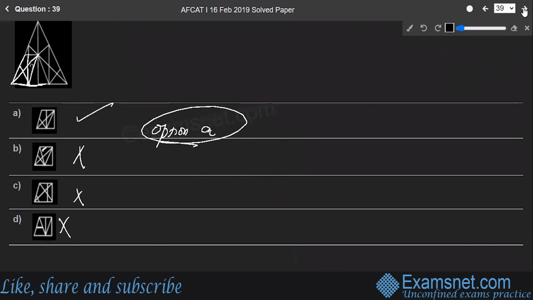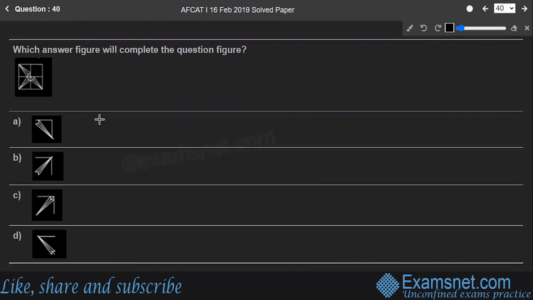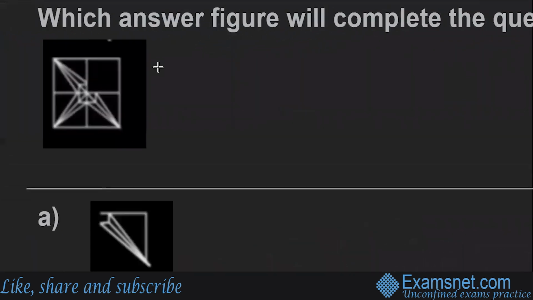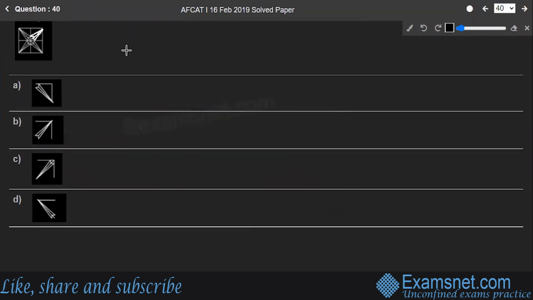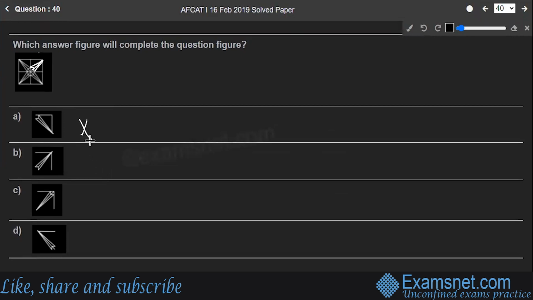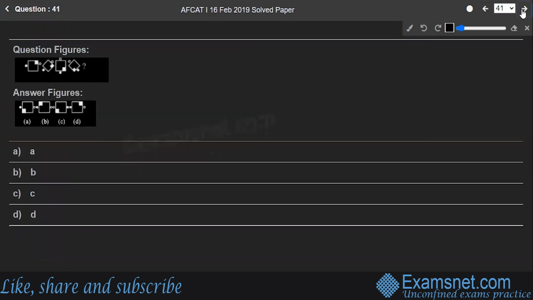Let's move to the next question, number 40 then. Which answer figure will complete the figure? So again, let's zoom in and complete. So here we have this, this, and let's complete the square over here and this. Right? So let's check. It matches exactly with option, yes, this one. These two are incorrect. So it matches with option B. Hope you're clear.